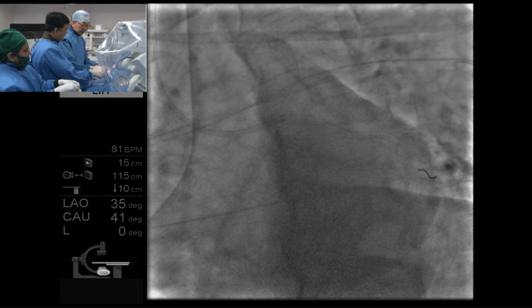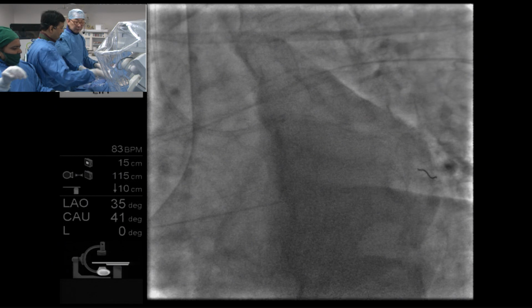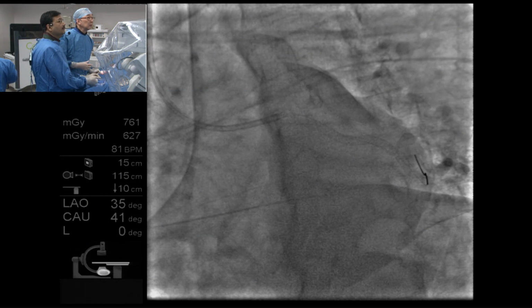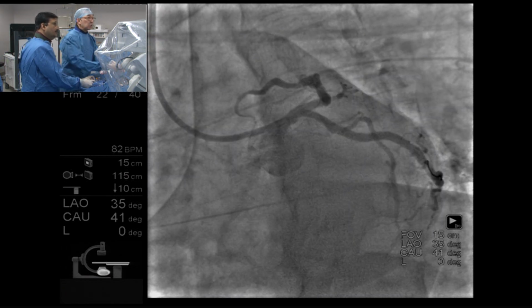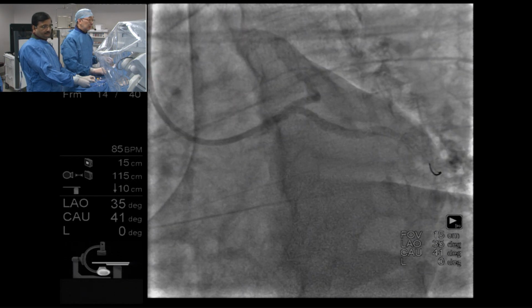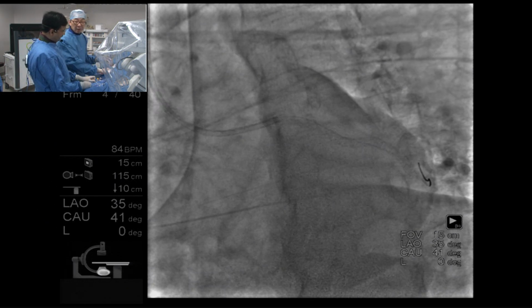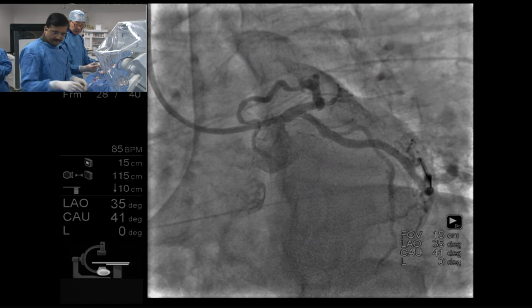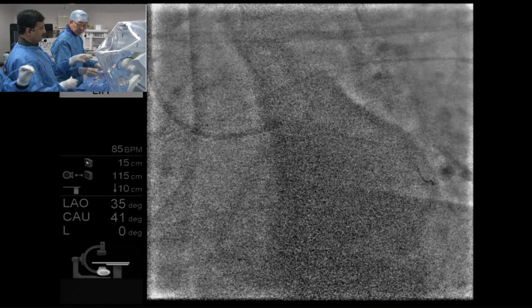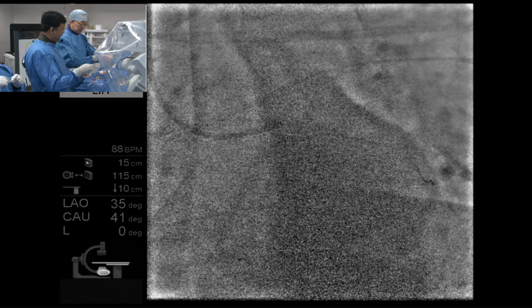Take a picture. Yes, take a shot. Wow, nice. I think the angiography looks okay, right? Okay, so let me try to do the RCA at this moment. Take this one out. Get an AP view, please.